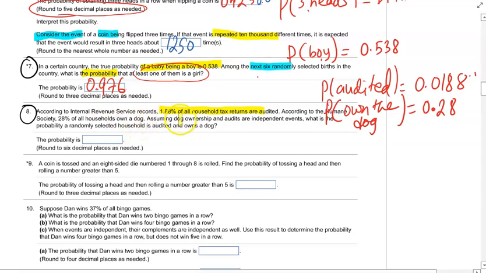Assuming dog ownership and the audit are independent. Notice that here there are two events: dog ownership and being audited, two independent events. You assume that owning a dog doesn't affect the probability of the chance of being audited. And what is the probability that a randomly selected household is audited and owns a dog?